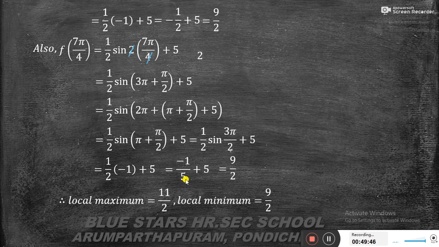So minus 1 by 2 plus 5. Here 2 will come: 2 fives are 10, 10 minus 1 is 9, so 9 by 2. Therefore the local maximum is 11 by 2 and the local minimum is 9 by 2. We complete the class.